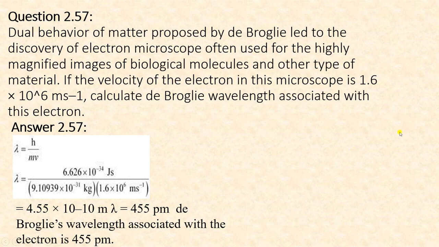So here, according to de Broglie's equation, lambda is equal to h upon mv. Now the value of Planck constant is 6.626 into 10 to the power minus 34 joule second. Mass of electron is known and velocity is also known. So put all the values and it comes equal to 455 picometer. This is question number 57.